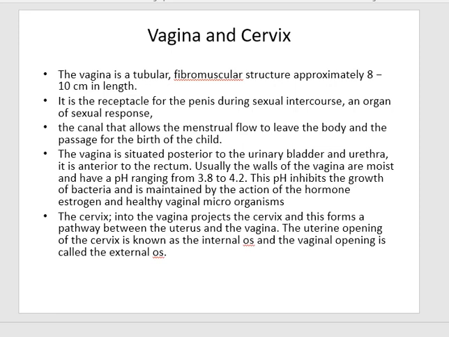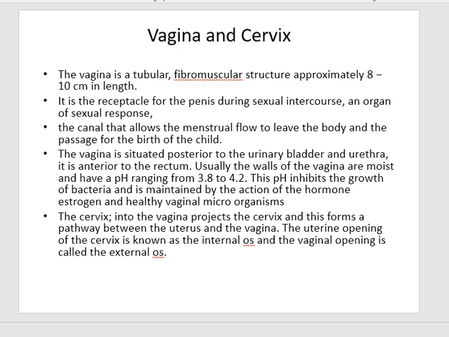Vagina and cervix. The vagina is a tubular fibromuscular structure approximately 8 to 10 centimeters in length. It is the receptacle for the penis during sexual intercourse, an organ of sexual response, the canal that allows the menstrual flow to leave the body, and the passage for the birth of the child. The vagina is situated posterior to the urinary bladder and urethra. It is anterior to the rectum.